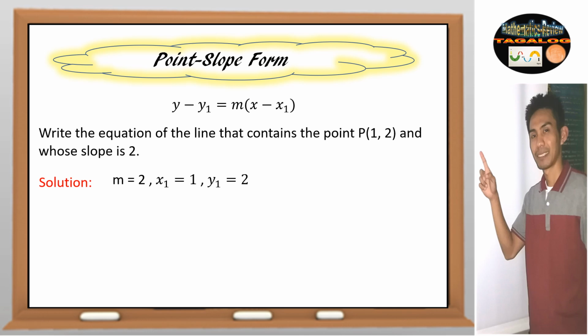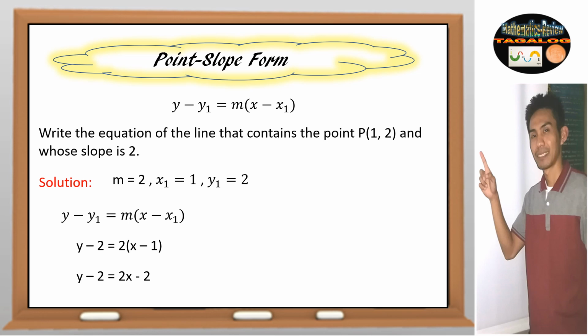Ayan po yung mga given natin. So, substitute lang po natin. Yung y sub 1, substitute natin yung 2 for y sub 1, 2 for m, and 1 for x sub 1. Then, distributive property, expand po natin. Y minus 2 is equal to 2x minus 2.